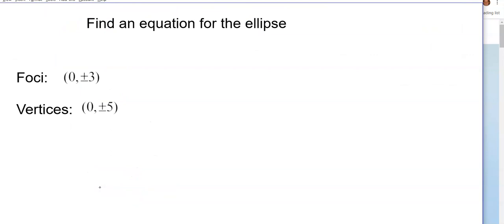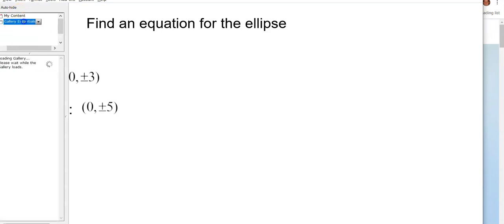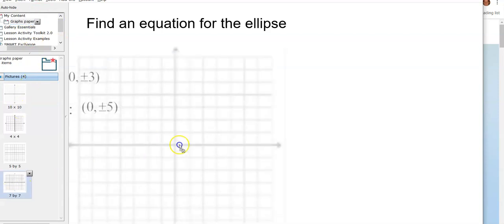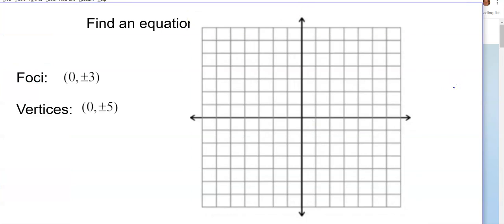Find an equation for the ellipse. So this one, they didn't give us the equation, so let's try to draw this because that really helps to think things through a little. Okay, so we're going to draw. The vertices are going to be at 0, 5. 1, 2, 3, 4, 5. That's a vertex. And 1, 2, 3, 4, 5. That's also a vertex. The focus points are at 0, 3 and 0, negative 3.